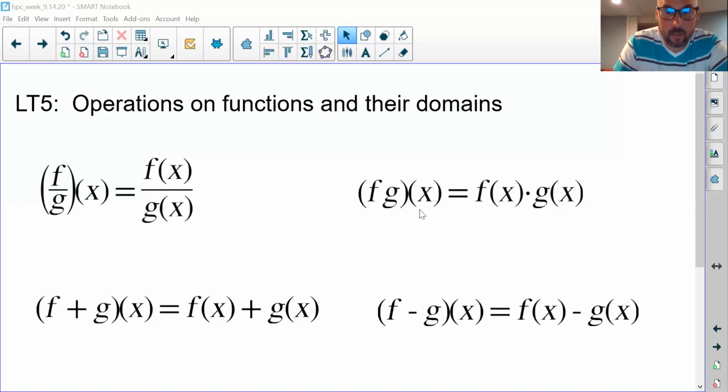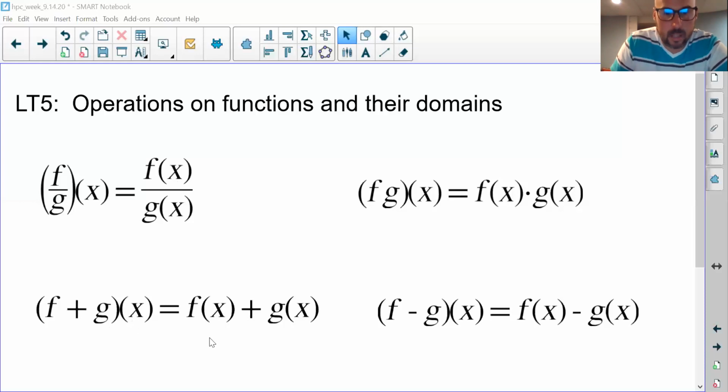And this is f times g of x. Always need the domain, which is the same thing as f of x times g of x. And if you add two functions with the same domain, it's the same thing as taking the functions individually and then adding the results. Same thing with subtraction.